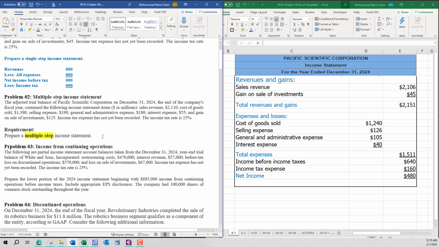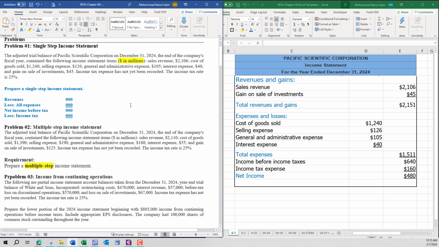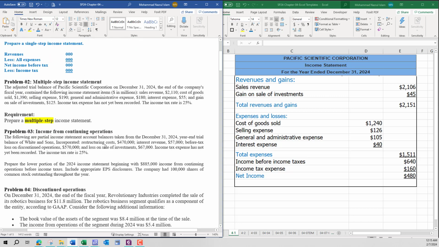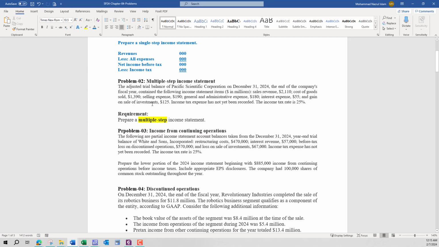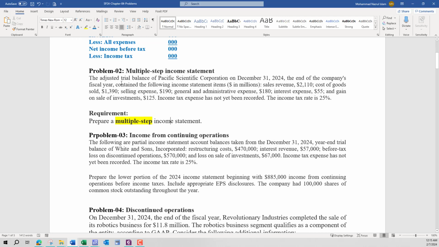So multiple step income statement. The numbers are a little different. Let's go to the problem first. So what do we have? The company's fiscal year contains the sales revenue, cost of goods sold, selling expense, general and administrative expense, interest expense, and gain on sale of investments. Income tax has not yet been recorded, and the income tax rate is 25%. And we need to prepare the multiple steps.